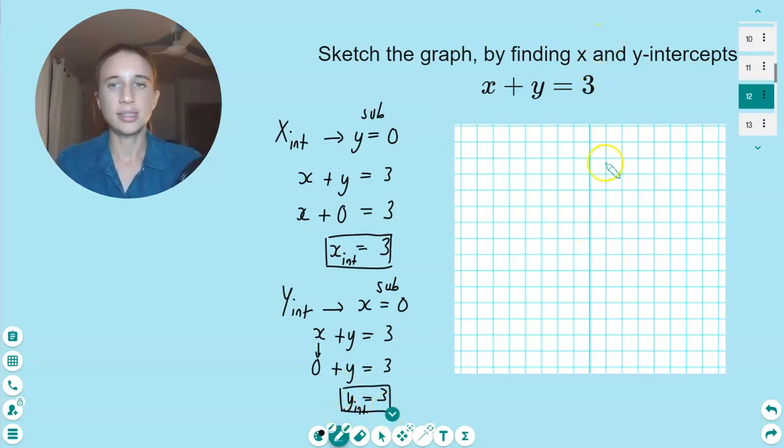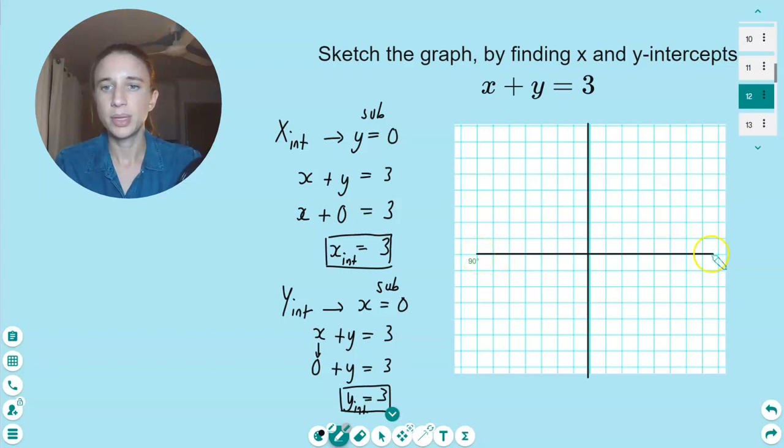Now plotting this, let's give it a go. So, got my Cartesian plane. The x-intercept is where the graph cuts the x-axis. So this is the origin, 1, 2, 3. Our y-intercept is on our y-axis, where it cuts the y-axis at 3. We just draw a line through these two points.